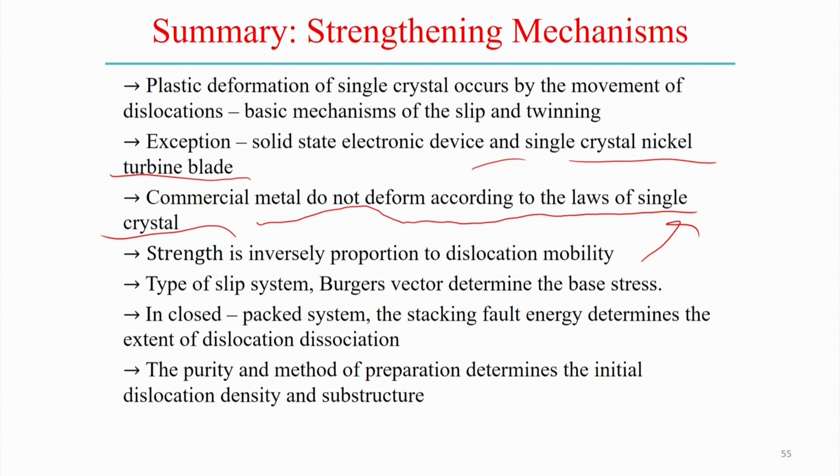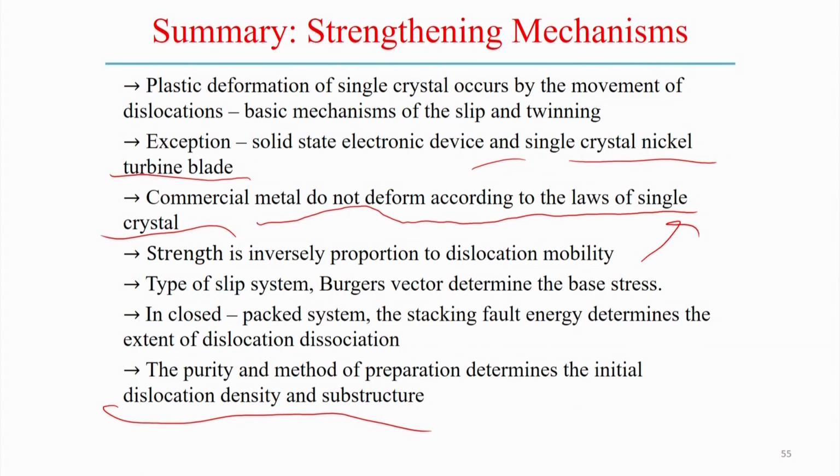Now, the type of slip system and Burgers vector determine the amount of the Peierls stress, and in close-packed systems the stacking fault energy determines the extent of dislocation dissociation. The purity and the method of preparation determine the initial dislocation density and the substructure. So in summary, commercial metal probably does not exactly follow the theory that applies to the single crystal structure.